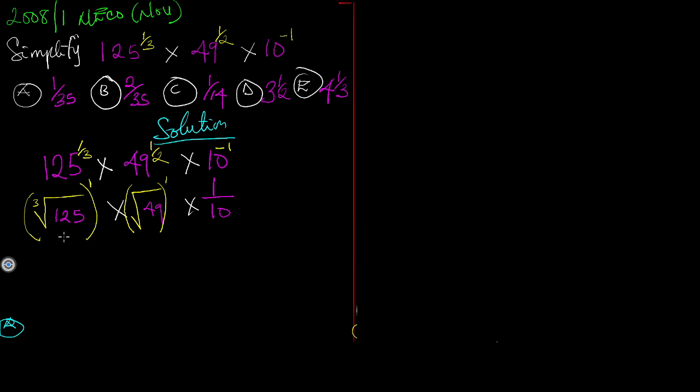Now, the cube root of 125, what is the cube root of 125? 5. Beautiful, 5. And then 5 raised to this power 1 is what? 5. So here becomes 5. Then we proceed. Now, this was square root. Square root of 49 is what? 7. Beautiful, 7. So here becomes 7. Then we multiply with 1 all over 10.